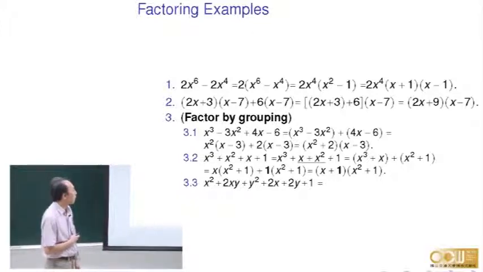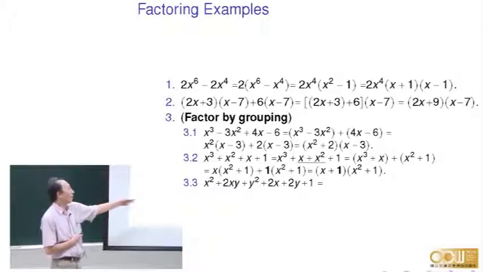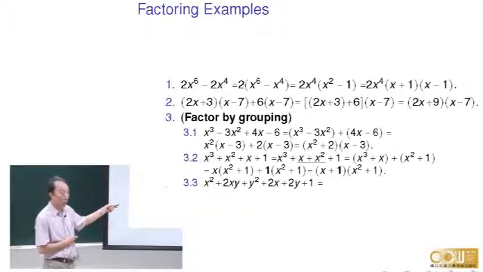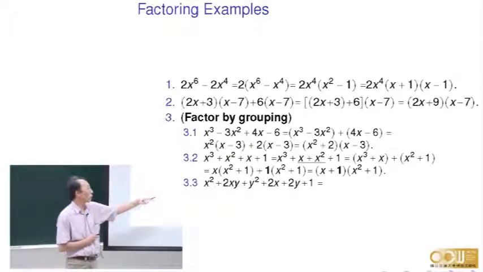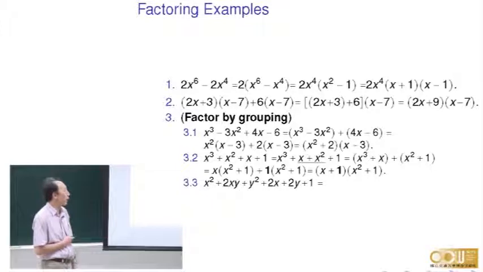Okay, third example is grouping, a factor by grouping. We try to factor this x squared plus 2xy plus y squared plus 2x plus 2y plus 1. For this one, I'm going to group these three terms together because they form a perfect square. Okay, and I'm going to group these two together, because they have a common factor 2, and leaving the third one fixed, scalar term, which becomes this.